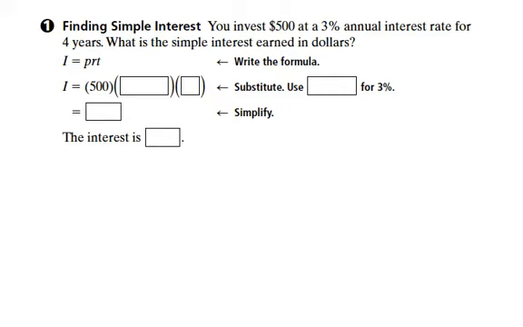We'll substitute in all the numbers that we know. We don't know the interest. That is what we're trying to find. The principal is $500. The rate is 3%. We write that as a decimal, so 0.03, and the time is 4 years. Now you simply multiply all of those together, and the interest is 60.